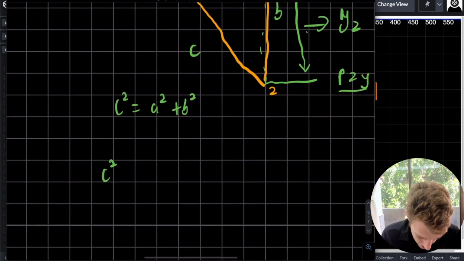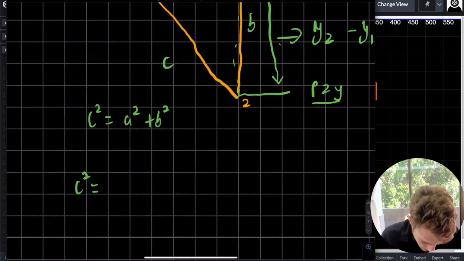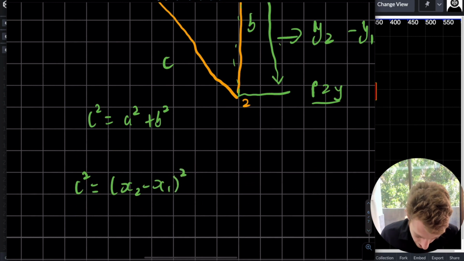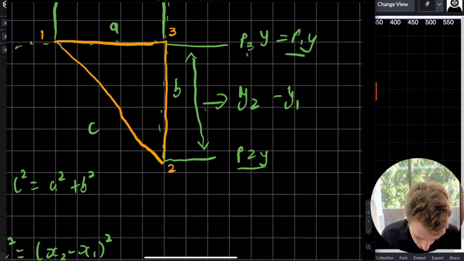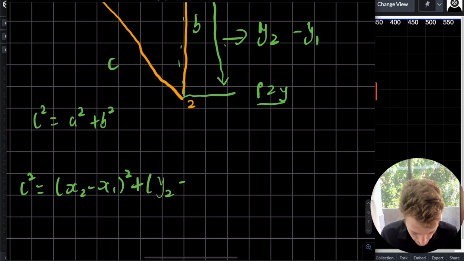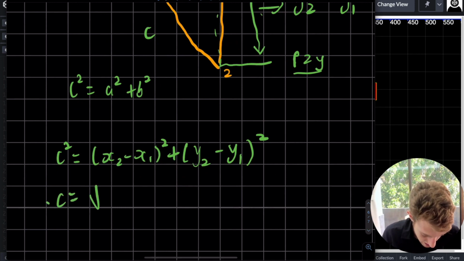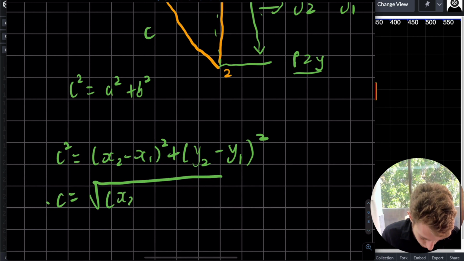If we have c squared is equal to a squared, and we know that A is equal to x2 minus x1, so we have x2 minus x1 squared. And B, we know it's y2 minus y1, so plus y2 minus y1 squared. And then if we want to solve for C, we simply take the square root of both sides, and we get x2 minus x1 squared plus y2 minus y1 squared.